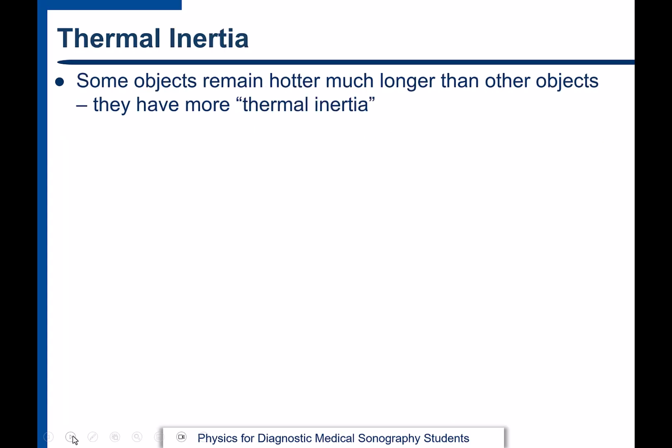One of the things I'm sure you've experienced is that certain objects seem to stay hotter a lot longer than other objects. And we can say that they have more thermal inertia. Remember, the word inertia we used originally to refer to the fact that an object in motion wants to stay in motion, or an object at rest wants to stay at rest. And we saw that the more mass an object had, the more inertia it has. It's harder to get it moving or to stop it than if an object has less mass. So here we can talk about thermal inertia.